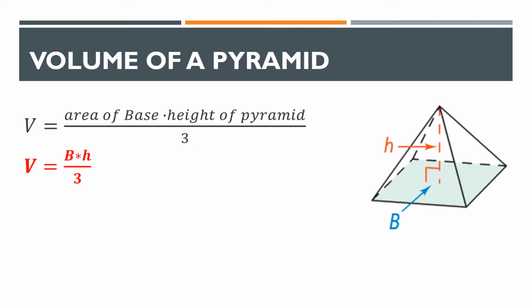So there are a couple of other ways to write this. Remember that the formula for volume of a prism was base times height. So we're basically taking the prism and dividing it by 3. Another way to write this is 1/3 base times height. So you might hear me say this sometimes.